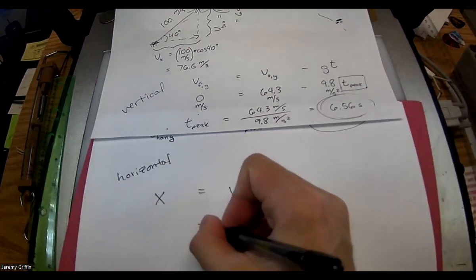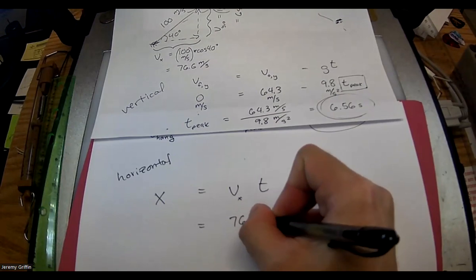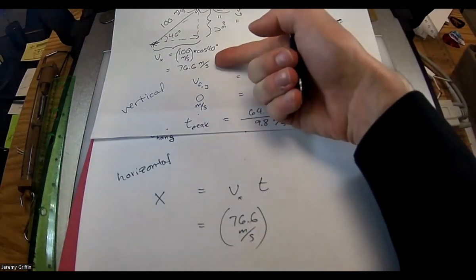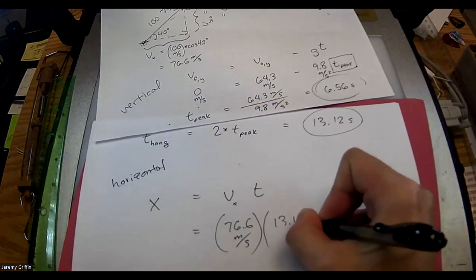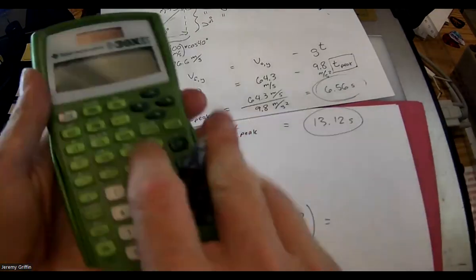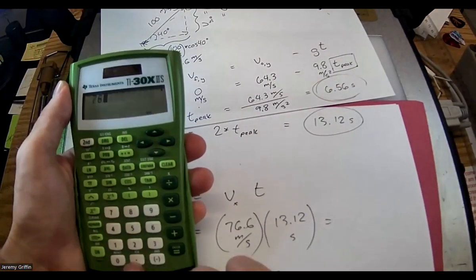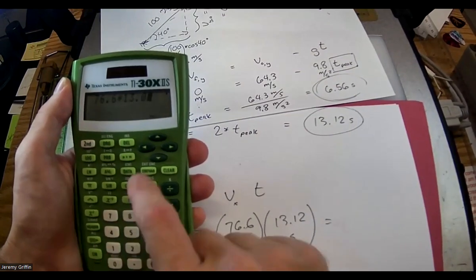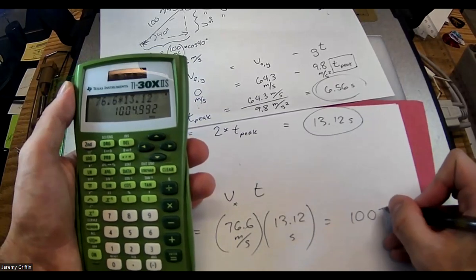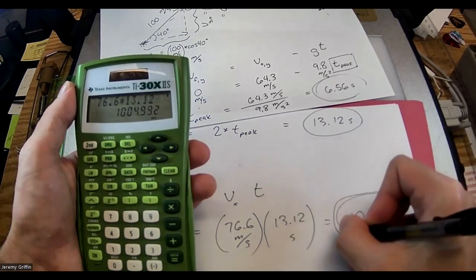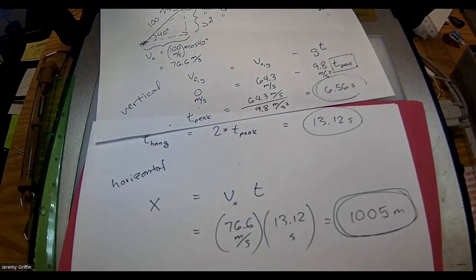So we got 76.6 meters per second going across the field, and we did that for 13.12 seconds. So we get 76.6 times 13.12. I'm getting 1004.99, so about 1005, and that would be meters. So it blasted it about a kilometer. Any questions about that process? You guys can handle projectiles? There we go.